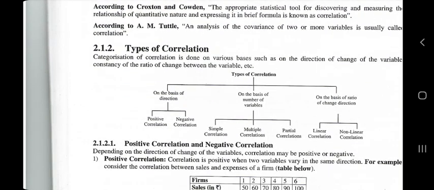Then we will see types of correlation. There are three ways: on the basis of direction, on the basis of number of variables, and on the basis of ratio of change of direction. On the basis of direction, there are two correlations: positive correlation and negative correlation. On the basis of number of variables: simple correlation, multiple correlation, and partial correlation. And on the basis of ratio of change of direction: linear correlation and non-linear correlation. Now we are going to see in detail what is meant by positive correlation and negative correlation.